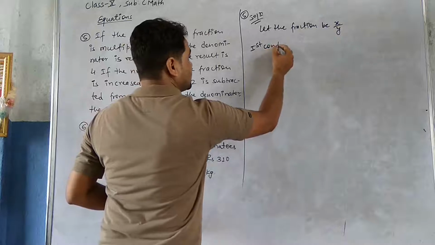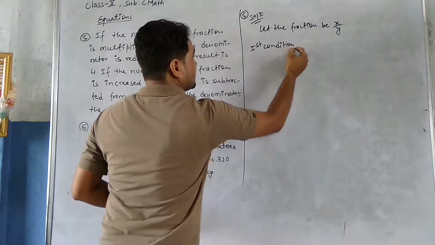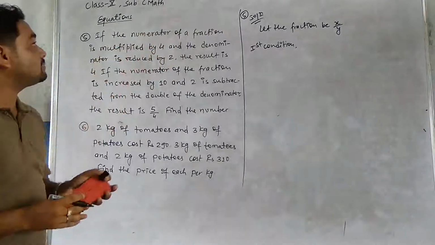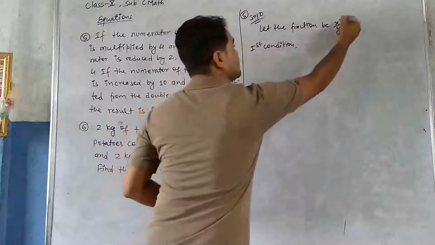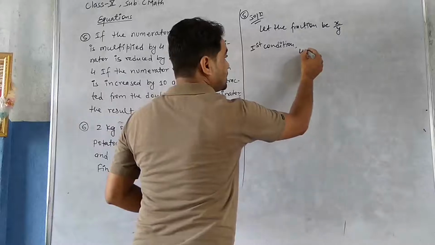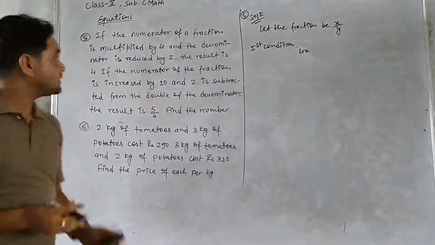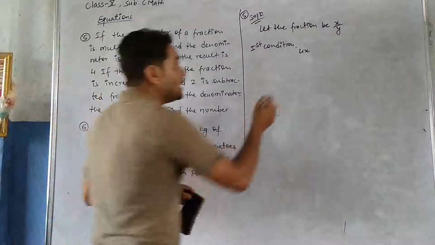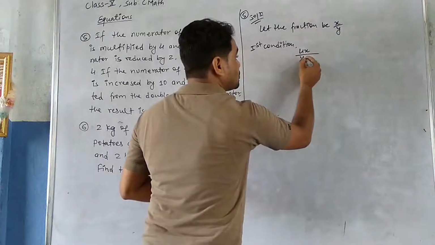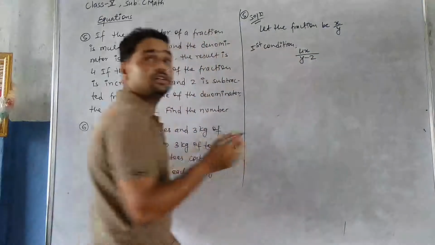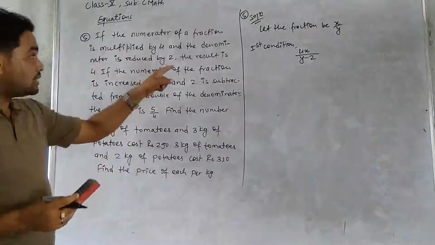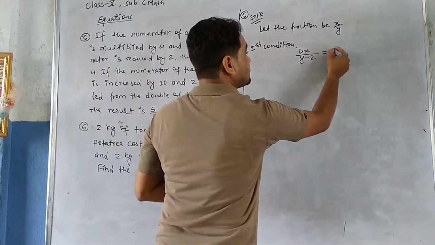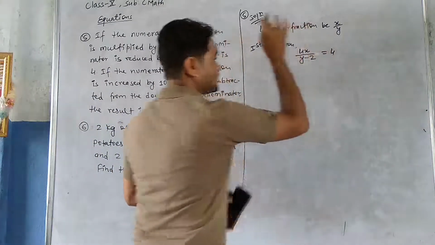In the first condition, it is said that if the numerator of the fraction is multiplied by 4, that means this numerator is multiplied by 4, so 4 into x, 4x, and the denominator, that means y, is reduced by 2. Reduced means decrease, by 2. The result is 4. Is means equals to 4. This is the first one.